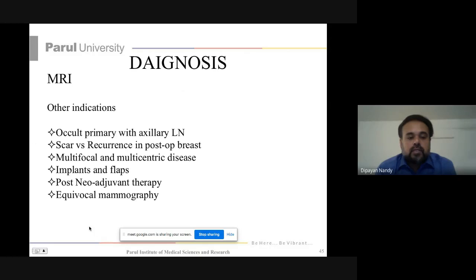Also nowadays, with many females opting for breast implants for breast augmentation, this does help to detect the disease. Sometimes the implant hinders the imaging and you cannot detect. In those cases, we can go for an MRI.